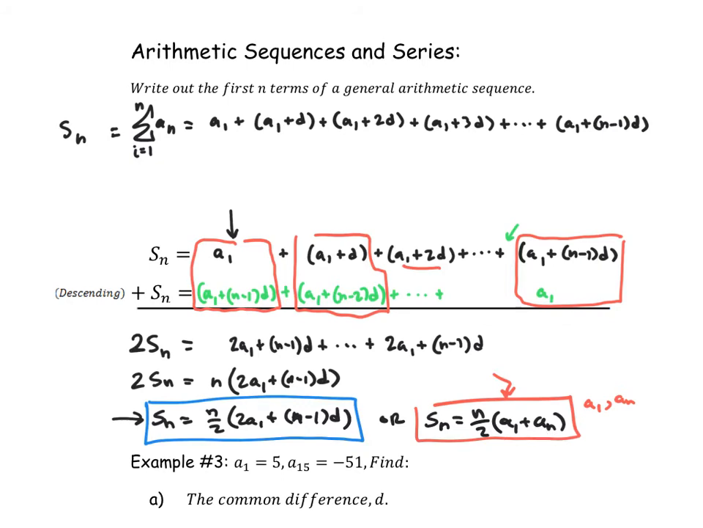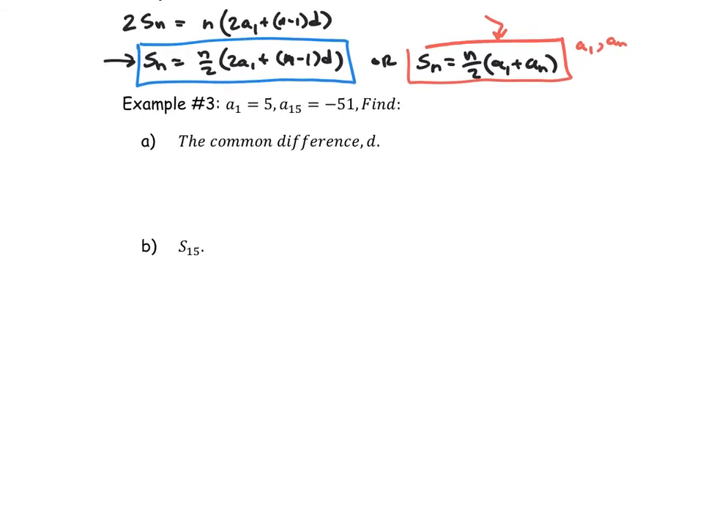Okay, so it's useful. All right, let's look at example 3. It says a sub 1 equals 5. A sub 15 equals negative 51. It says find the common difference. So I'm going to use my formula for the nth term, which is a sub 1 plus n minus 1 common differences.